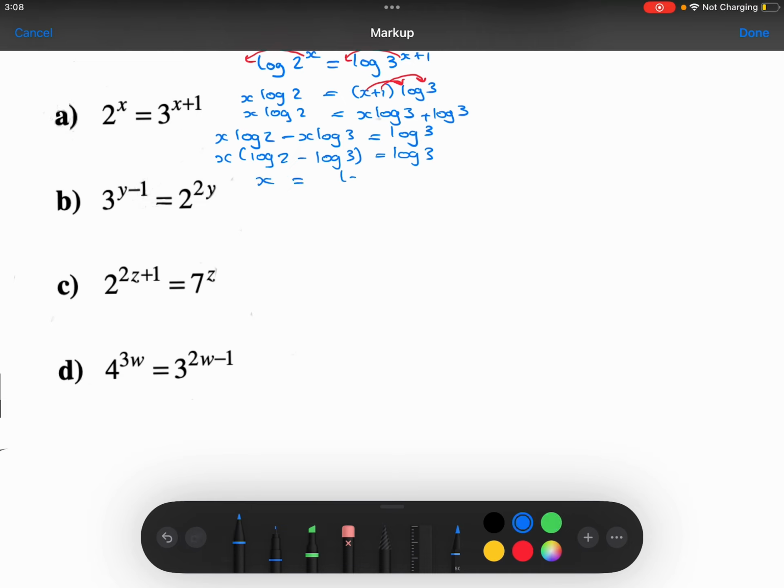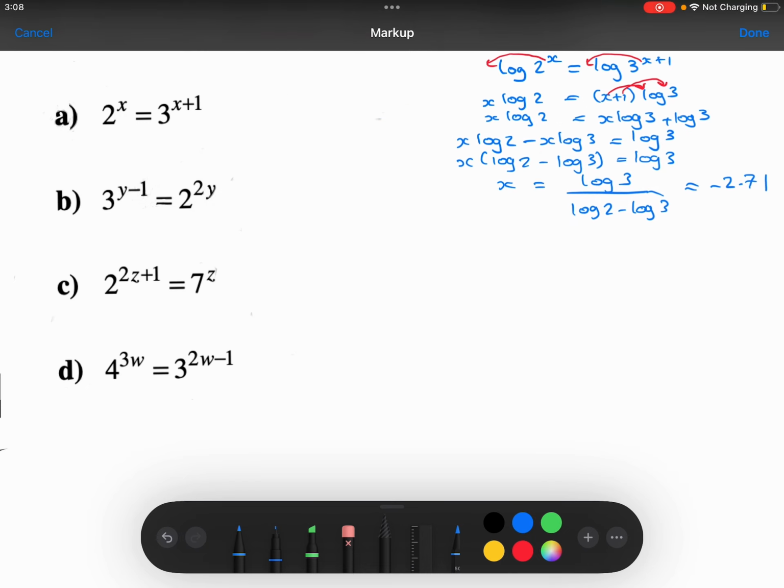So x is equal to log 3 divided by (log 2 minus log 3), which on my calculator to three significant figures gives minus 2.71. So that's part A done.